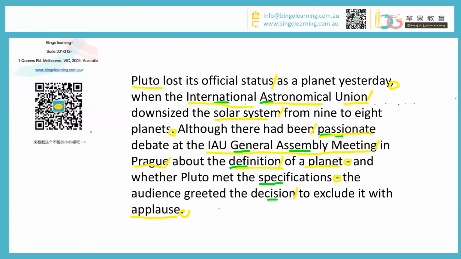Pluto lost its official status as a planet yesterday when the International Astronomical Union downsized the solar system from 9 to 8 planets. Although there had been passionate debate at the IAU General Assembly meeting in Prague about the definition of a planet and whether Pluto met the specifications, the audience greeted the decision to exclude it with applause.